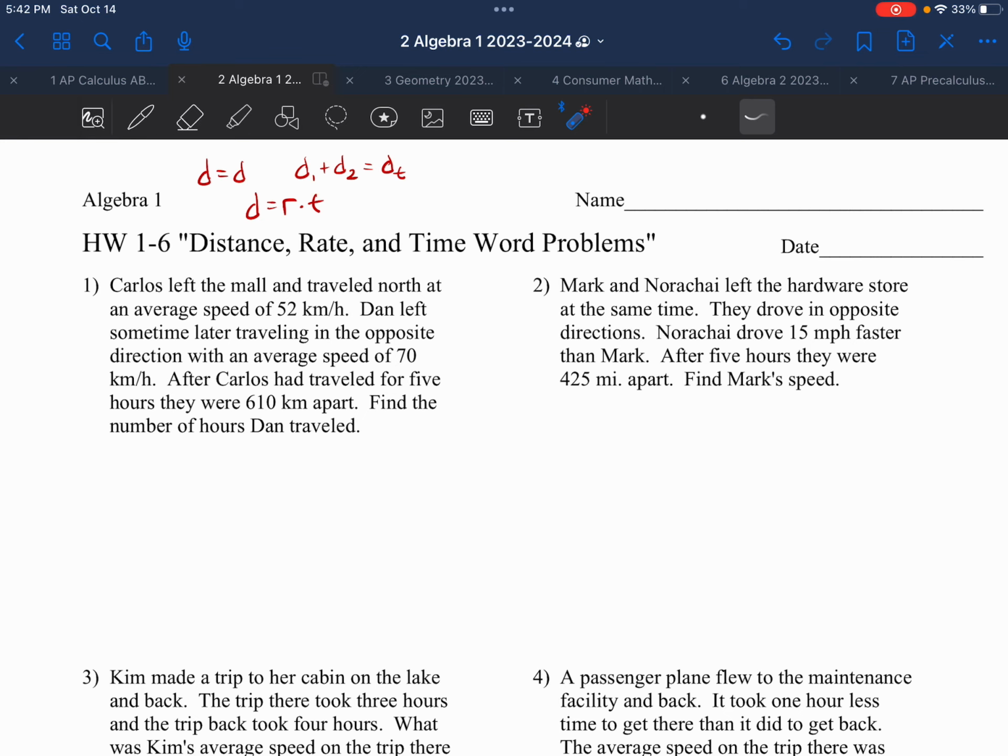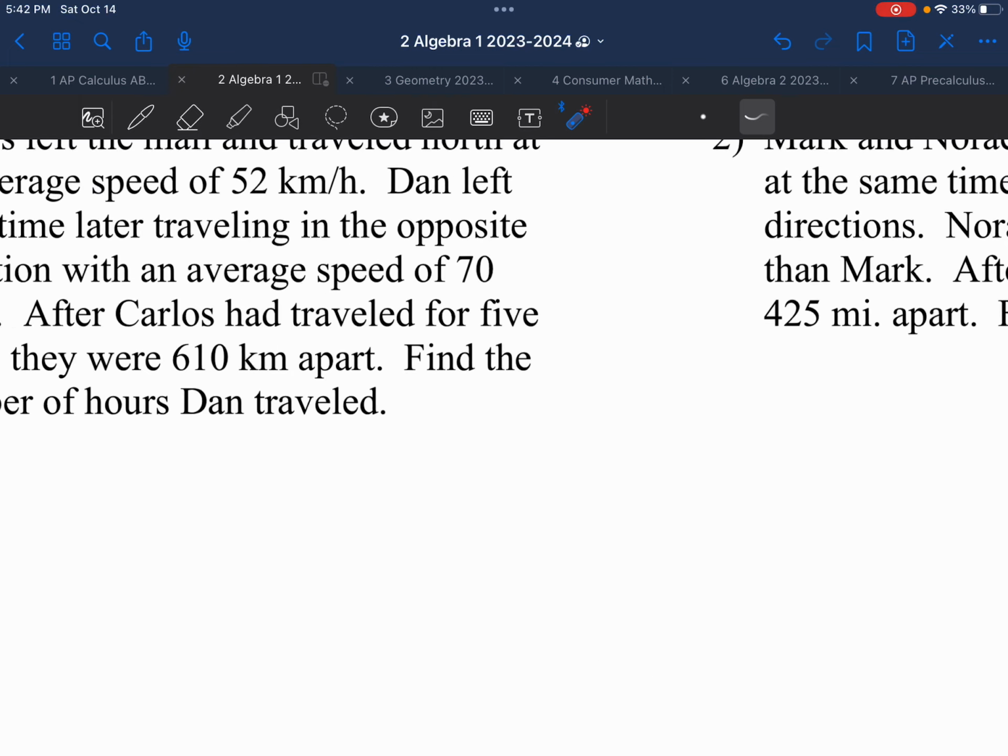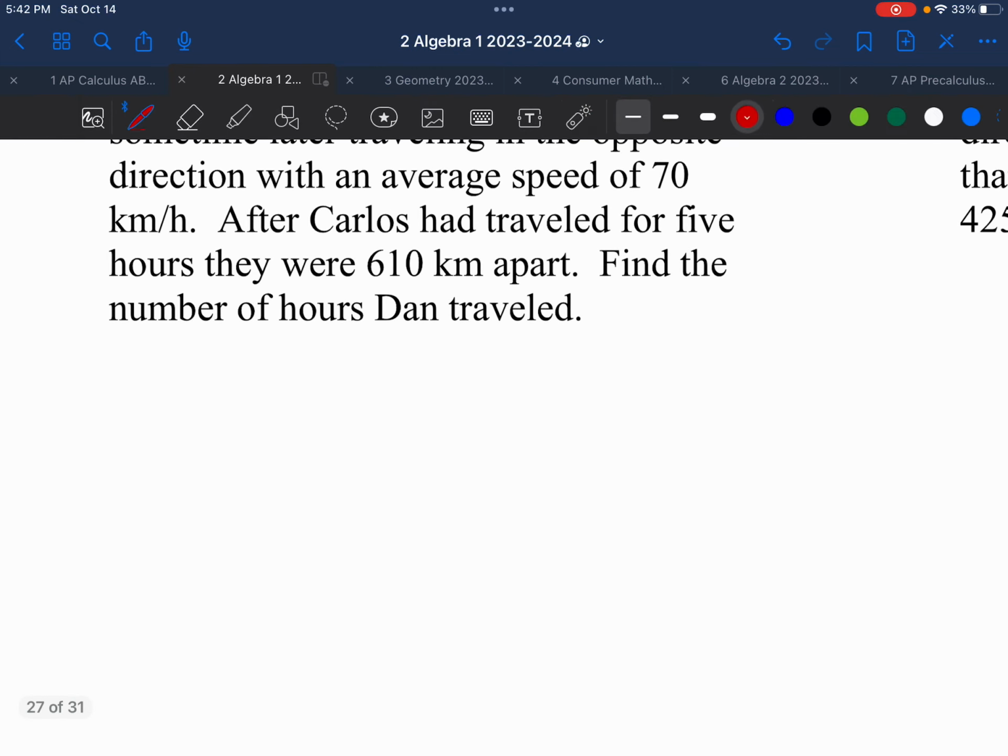So we have Carlos. He's leaving a mall and he's traveling north. And there's a speed traveling north. Dan left somewhat later, traveling in the opposite direction. So if there's two people traveling opposite directions, this is the case where we're doing distance 1 plus distance 2 is equal to the total distance. So that's generally how I always start out these problems, nice and simple. It's like, okay, it's one of the two things, Mr. Sandell. It's distance 1 plus distance 2 is equal to the total distance.